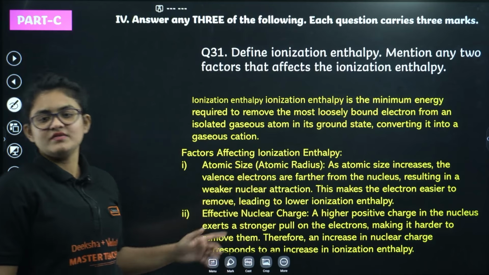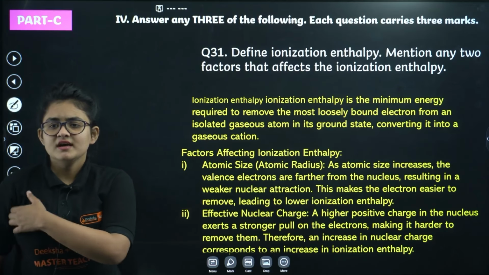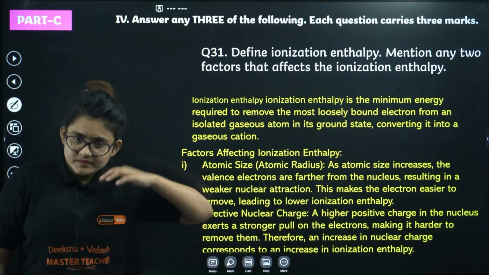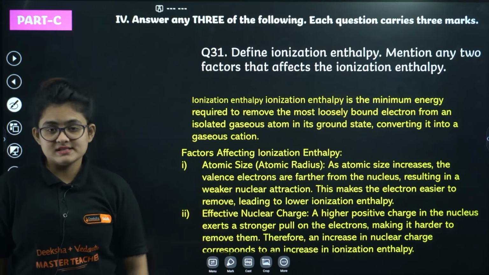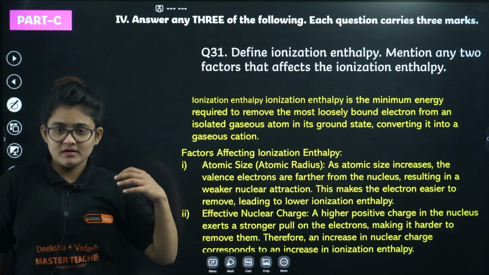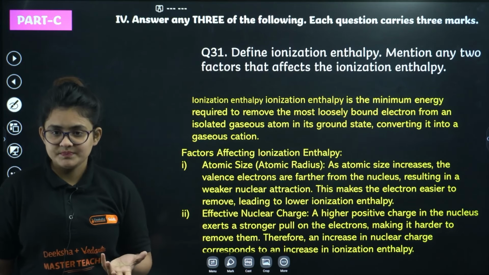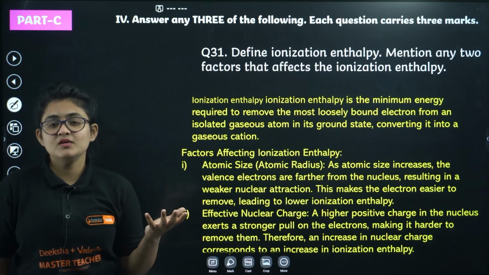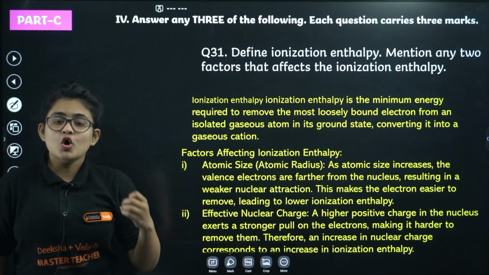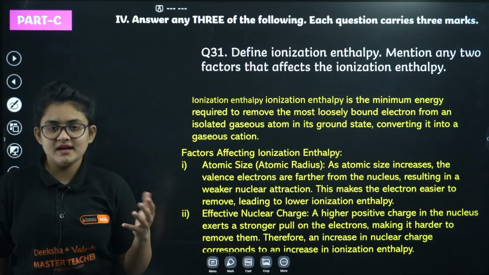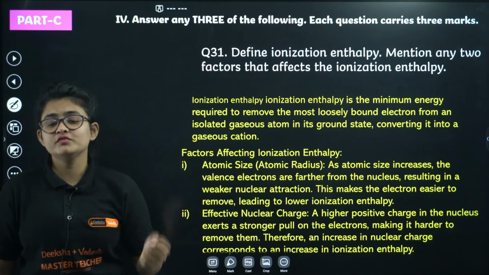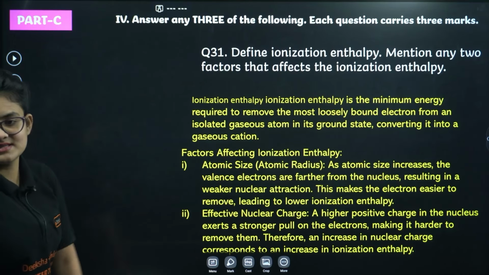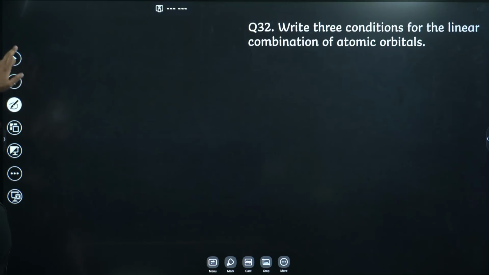Now the factors affecting, like you can say atomic size. If atomic size increases, the valence electrons get further away from the nucleus, right? So removing that electron becomes easier. Next is effective nuclear charge. If effective nuclear charge increases, then what happens? The nucleus will hold the electron with all of its strength, right? Then it becomes difficult to remove the electron from the outermost orbital. Ionization enthalpy increases. Okay, let's proceed.